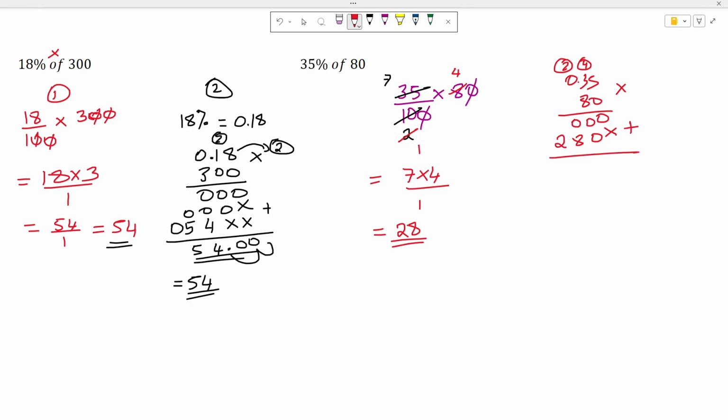Right guys? Now we're going to add them. So we have 0, 0, 8 and 2. Now here we have 2 decimal places. Again, we're going to go 2 units from the right and the answer is 28.00, which is the same as 28. Now again guys, whichever method you do, the final answer is going to be the same.